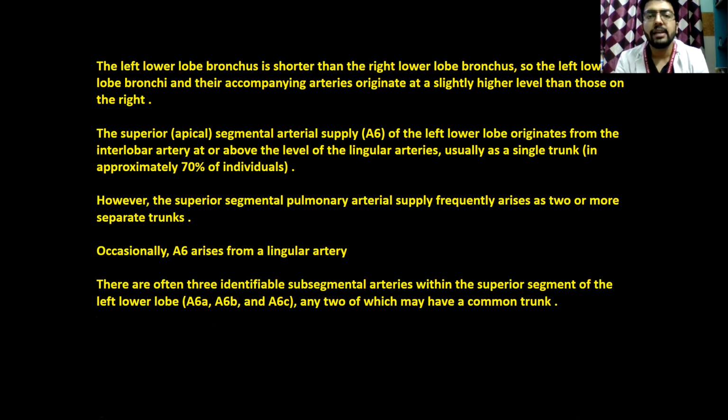The superior segmental artery supply, A6, of the left lower lobe originates from the interlobar artery at or above the level of the lingular arteries, usually as a single trunk. However, the superior segmental pulmonary arterial supply frequently arises as two or more separate trunks. Occasionally, A6 arises from a lingular artery. There are often three identifiable subsegmental arteries within the superior segment of the lower lobe, any two of which may have a common trunk.